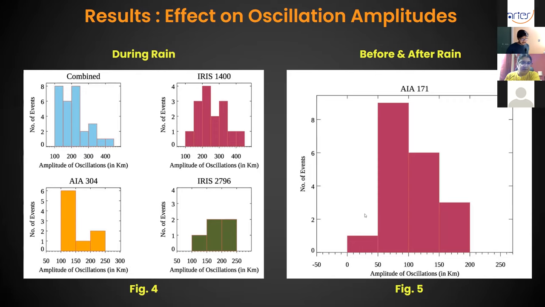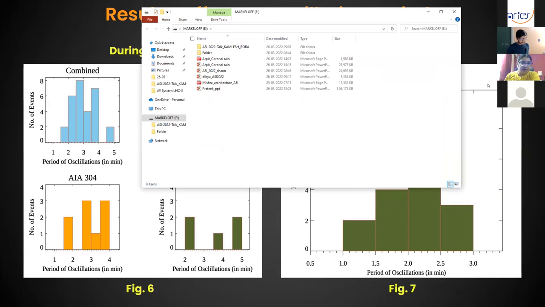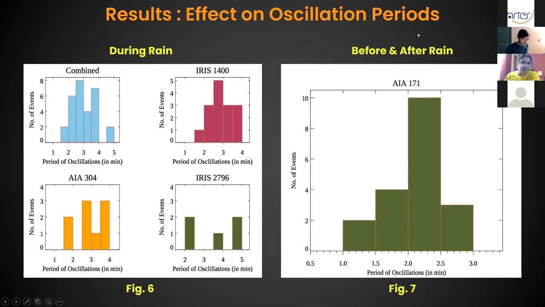We have done a similar analysis for period, and we found that the maximum period for oscillation in 171 angstrom is around 3 minutes, whereas there are many oscillations in IRIS 1400 and other optically thick channels which have an oscillation period greater than 3 minutes. So here we can see that there is an increase in period and amplitude during coronal rain.